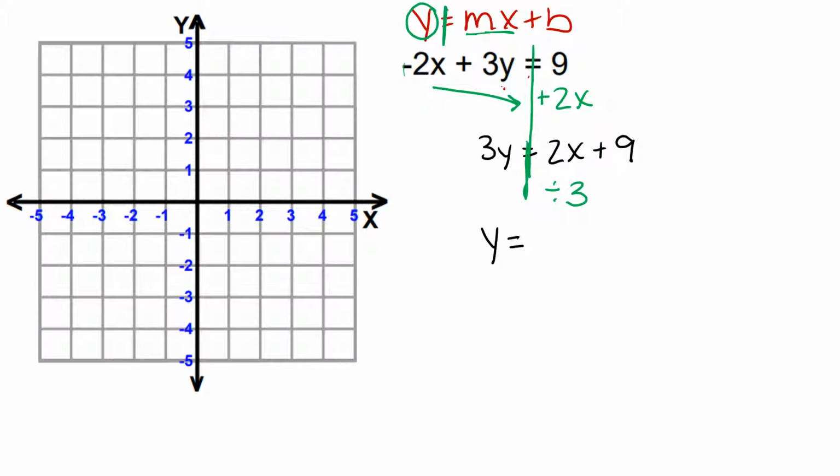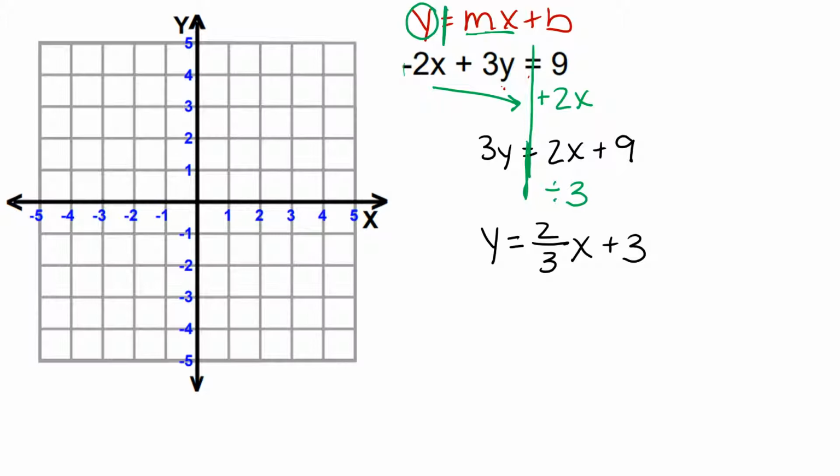2 divided by 3 gives us a big long decimal. But remember, slope is always a fraction. So if you turn that decimal into the fraction, you get the fraction 2/3, and then your x value. And we also divide by 9. 9 divided by 3 is 3.